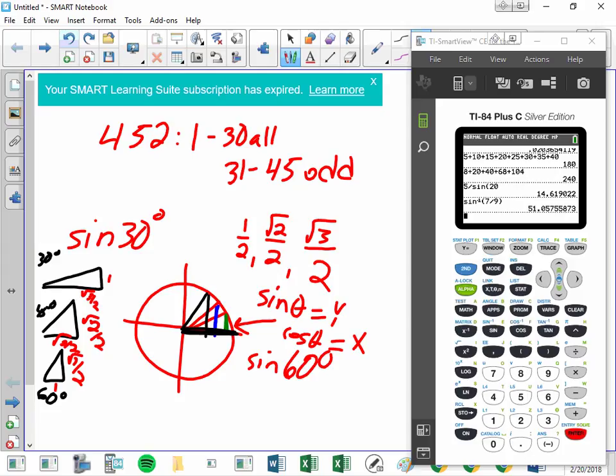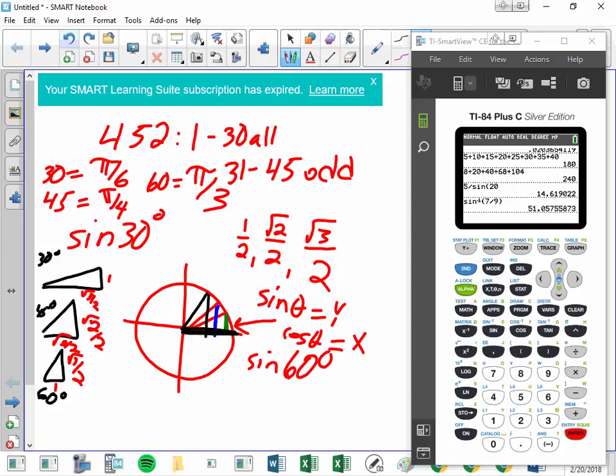All right, so look at number 15, pi over 6. Well, 30 degrees is the same as pi over 6. 45 degrees is the same as pi over 4. And 60 degrees is the same as pi over 3. And I'm going to get you a unit circle. I didn't realize I was going to need one today.